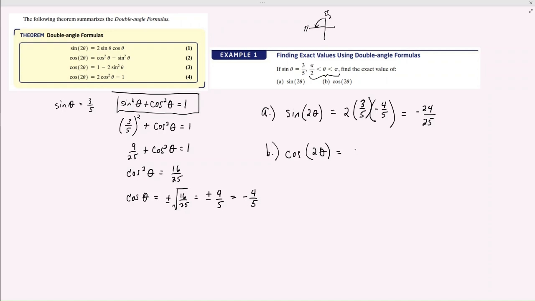So I'm going to take the cosine of theta, which we know now to be negative 4/5. So I'm going to take negative 4/5 squared minus sine squared theta, so 3/5 squared. Okay, and that's going to give me positive 16/25 minus 9/25. Okay, so that's going to result in 7/25.